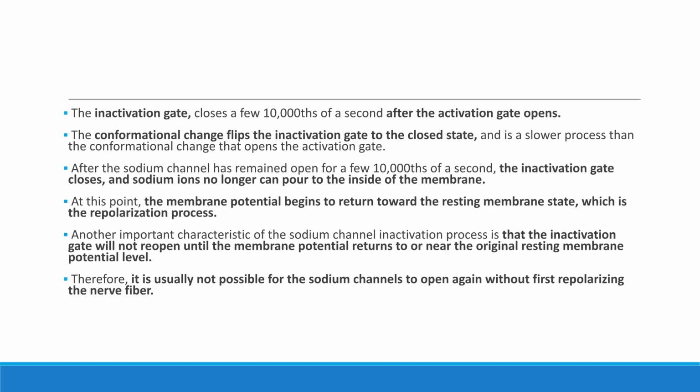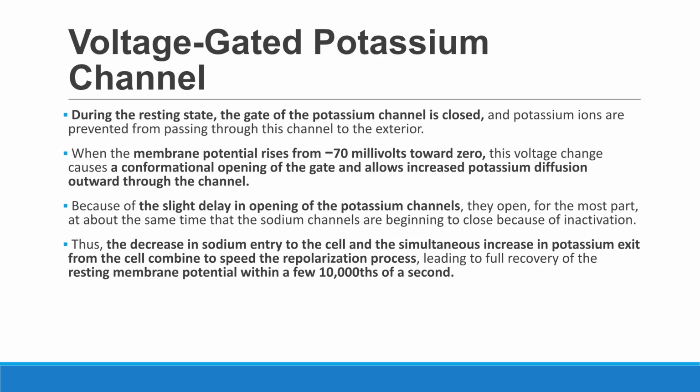The inactivation gate closes shortly after the activation gate opens. This stops the influx of sodium ions, and the membrane potential begins to return toward the resting state. This gate will not reopen until the membrane potential is near the original resting level. In the resting state, the voltage-gated potassium channel is closed. When the membrane potential rises, this voltage change causes the channel to open. They open as sodium channels begin to close, speeding up the repolarization process.